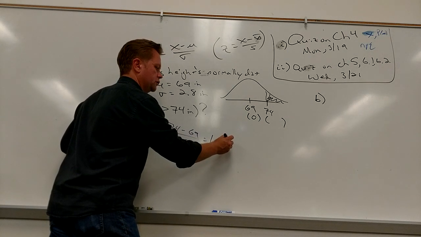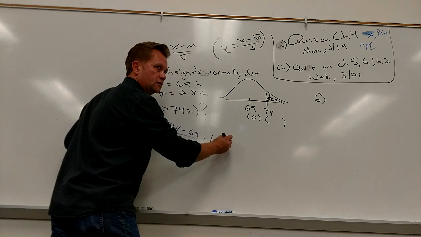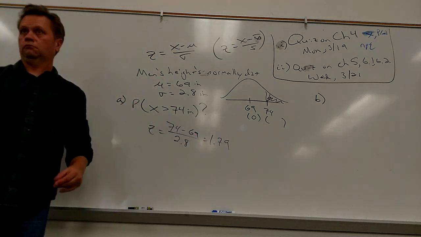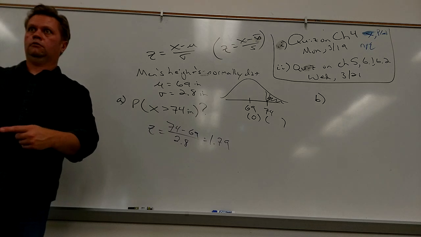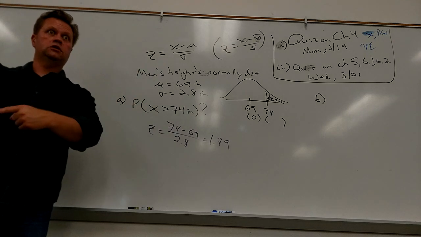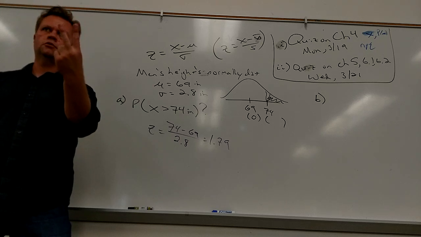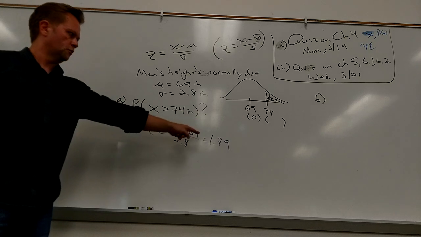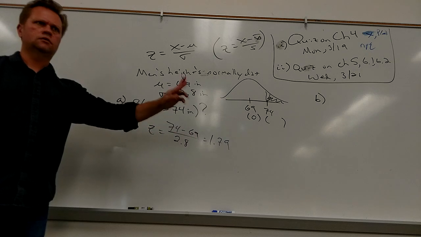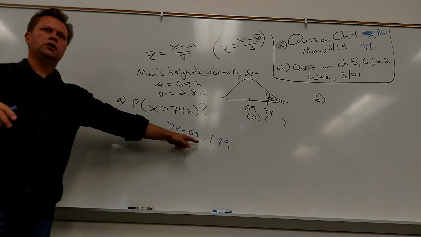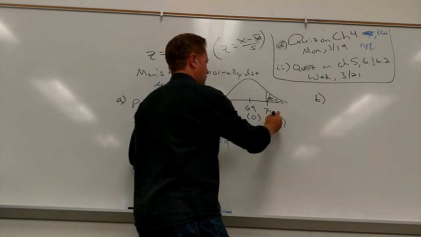1.785? So 1.79. Is it really 5 or is it... Why do I round it to 2 places? The z-score chart goes to 2 places. All right, that only makes sense. So is it 1.79 if you round it? Yes? Okay, cool. Look that up on the chart.